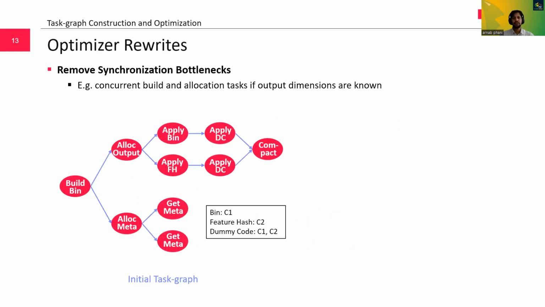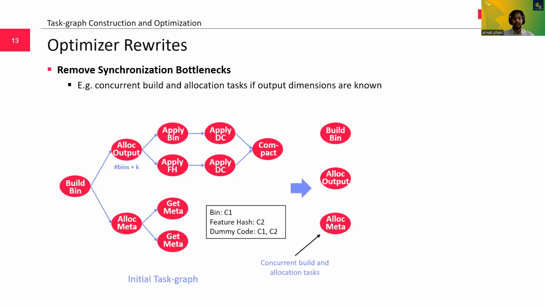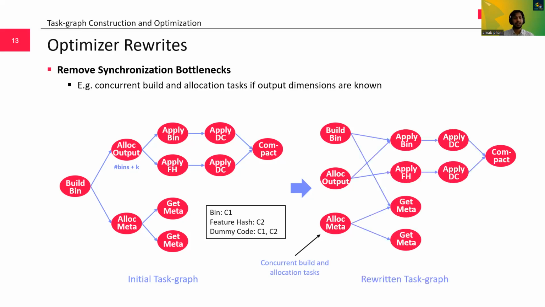After construction, we pass the task graph through an optimizer. Our rewrites aim to minimize compute time under a given memory constraint. We first scan the task graph to remove unnecessary synchronization points. In this example, we perform binning on one column and feature hashing on another column, both followed by dummy coding. In this case, even prior to the build tasks, we can derive the output dimensions from the number of bins and the feature hash domain. This allows us to remove the dependency between build and apply tasks. The rest of the dependencies change accordingly.